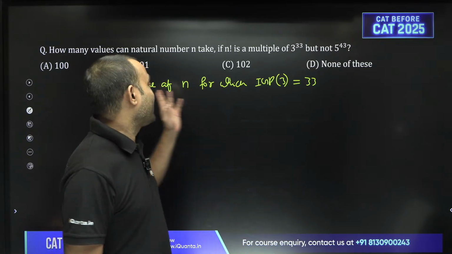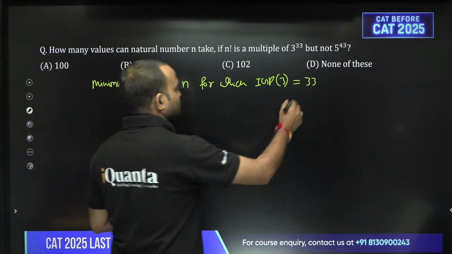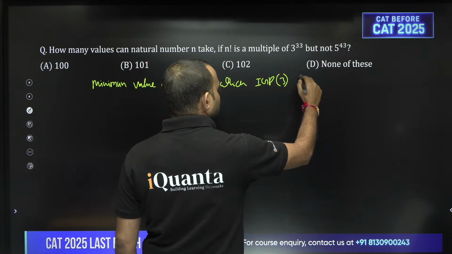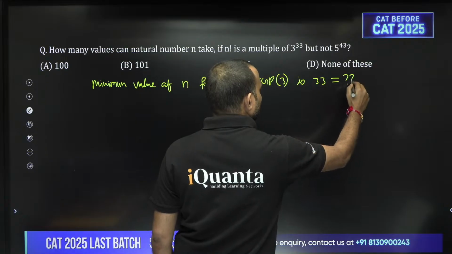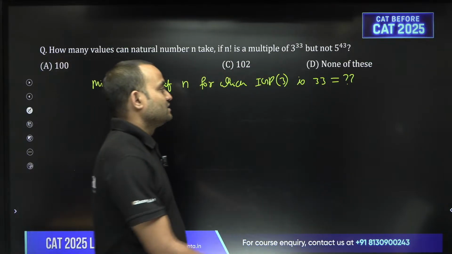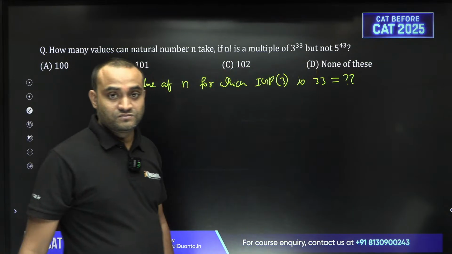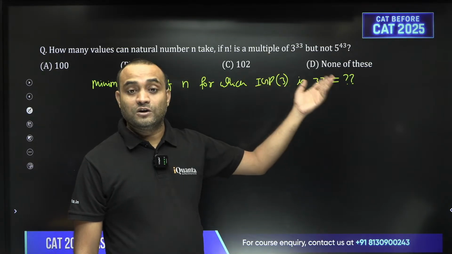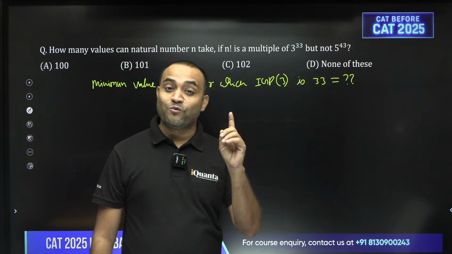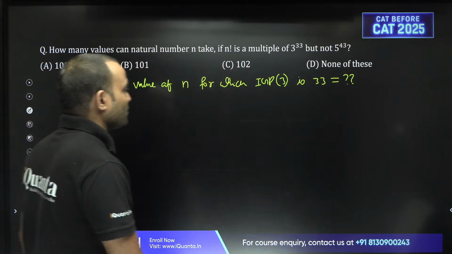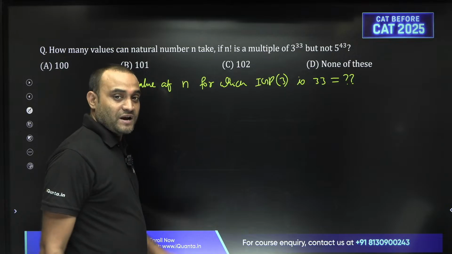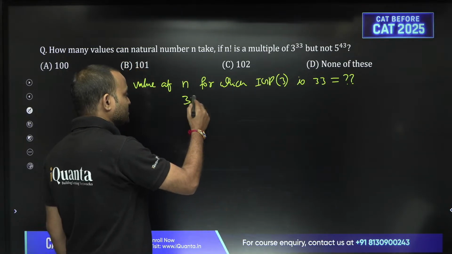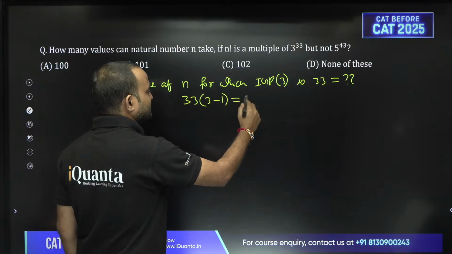So, how do you find this? We need to answer this question first, right. So, how do we jump to this value? There is no direct formula to find the value of n, but I will tell you one very direct concept. The prime number is 3 and the IGP is 33. So, multiply 33 into 3 minus 1, this gives 66.